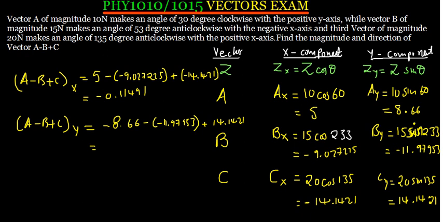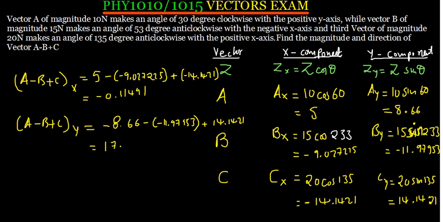Negative 8.66, negative 11, that will be positive 11.97, that's a 97953, and then plus 14.1421. So that is going to give us, yes please, someone has found?